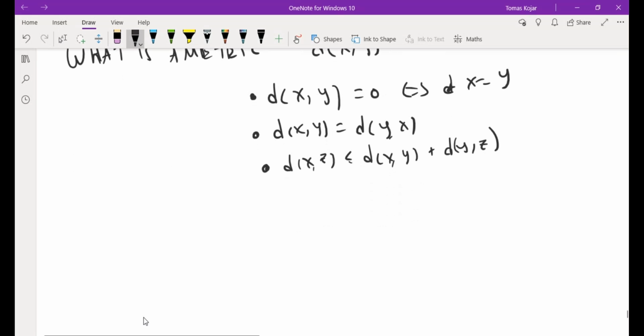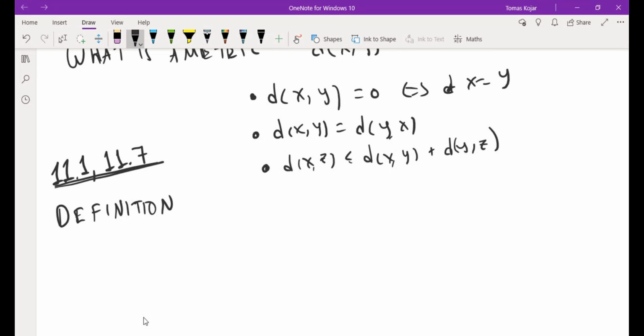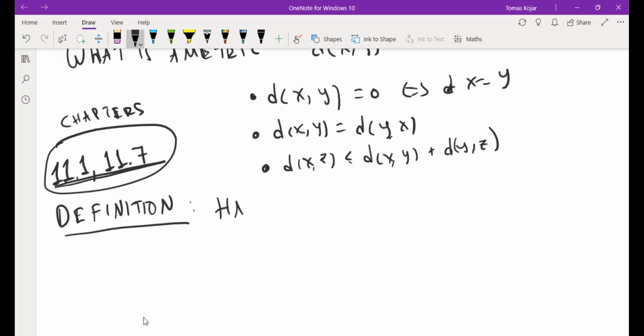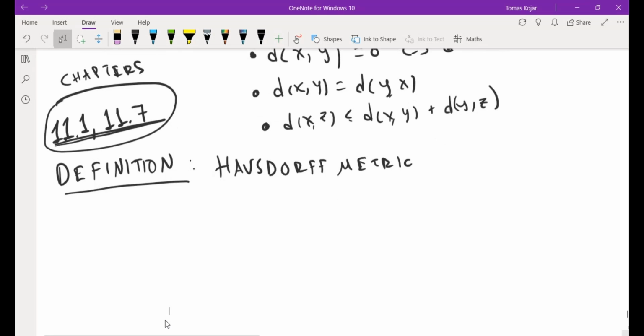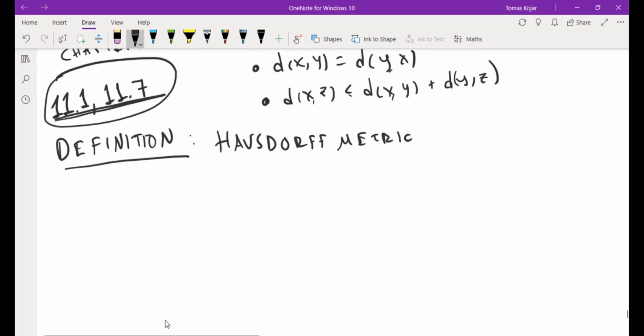So today we're mostly going to talk about Hausdorff metric. I'm mostly going to go over 11.1 and 11.7. So if you want to follow what we're doing, just go to these chapters. All right, so Hausdorff metric. This is a metric over compact sets in Rn.